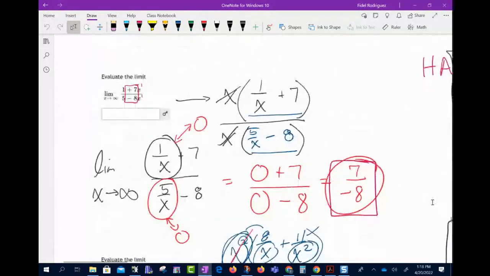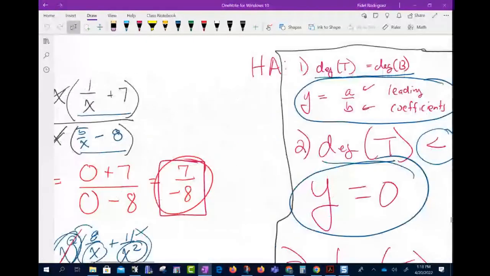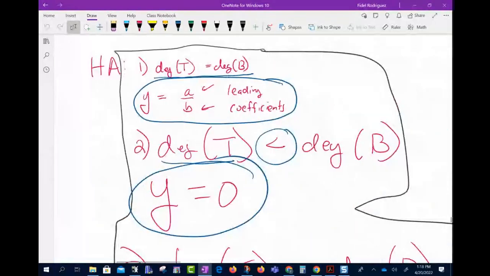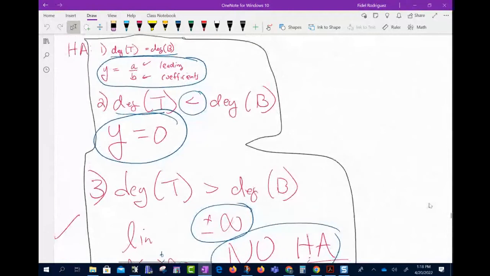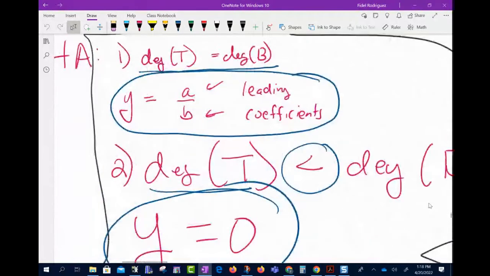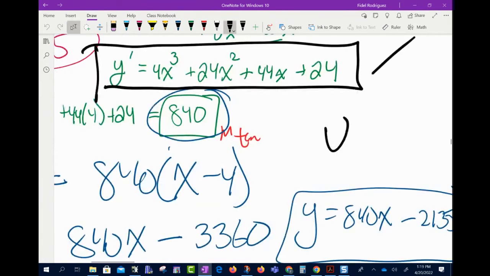Okay, so this is what we are looking at. You find it right here. The degree of the top and the degree of the bottom. Again, we did this back in 4.6. When the degrees are the same, my limit is going to be equal to the fraction of the leading coefficients. When the degree of the top is smaller than the degree of the bottom, which is what we just had, that limit's going to go to 0.